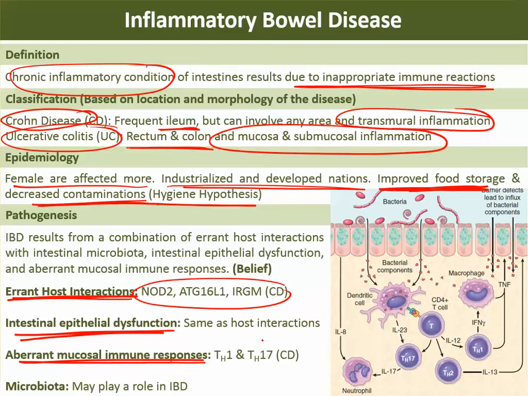So here you have to understand that in Crohn's disease, the Th1 and Th17 cells are involved. It will produce granulomatous inflammation. Whereas in ulcerative colitis, they will not produce granuloma. So in Crohn's disease, they will produce granulomatous inflammation because the cells involved are Th1 and Th17.